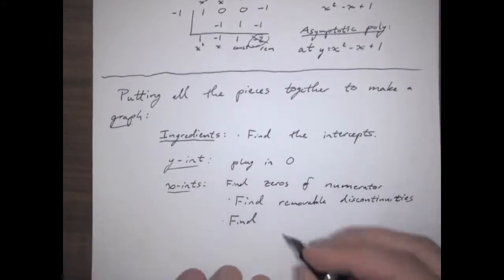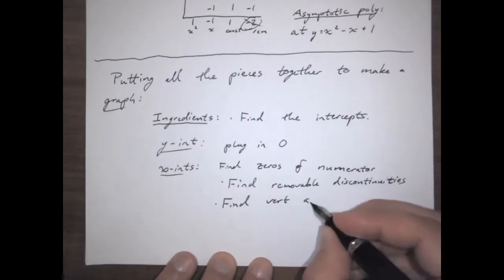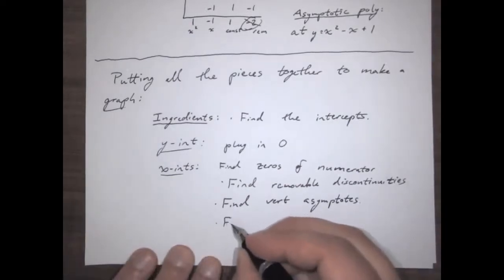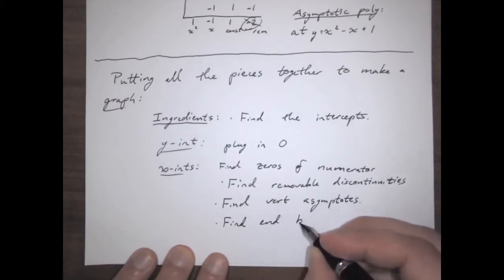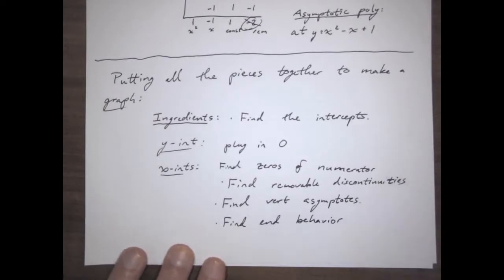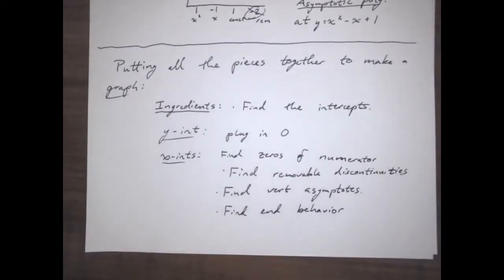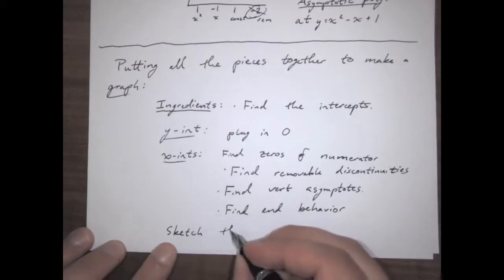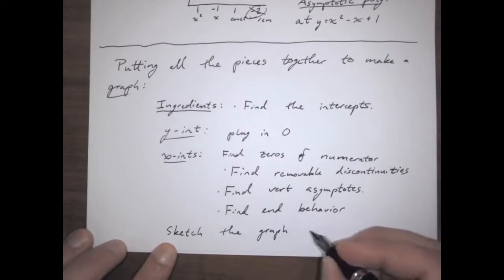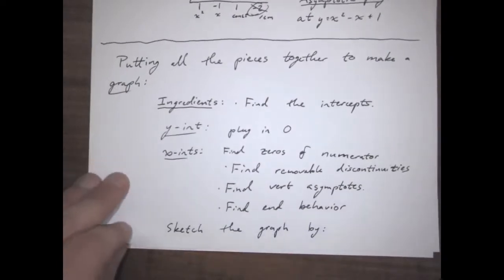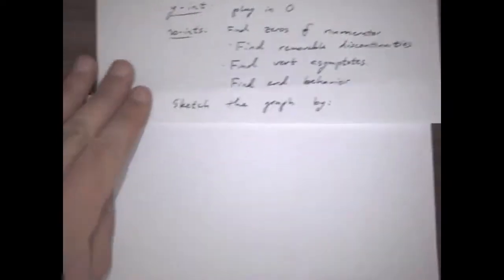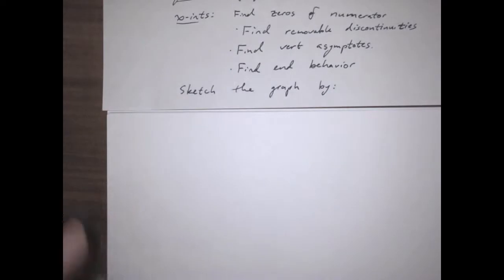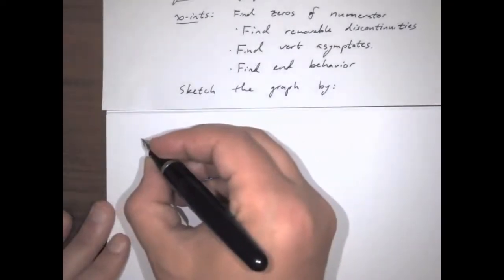Then, let's find vertical asymptotes. Then find end behavior. And then once we've got all of these pieces, we can put them together to make a graph. So then sketch the graph. So here's how we're going to start it. Start by just putting down points for all the intercepts and the removable discontinuity, and put little dotted lines for the asymptotes.